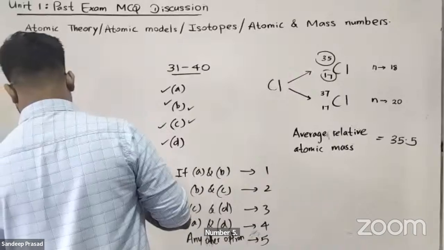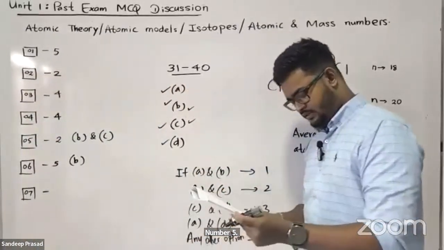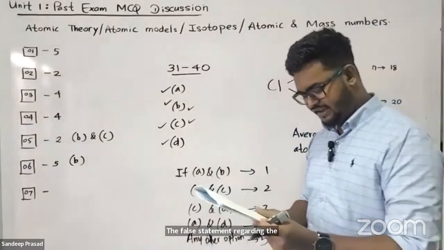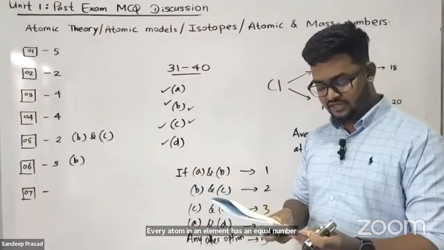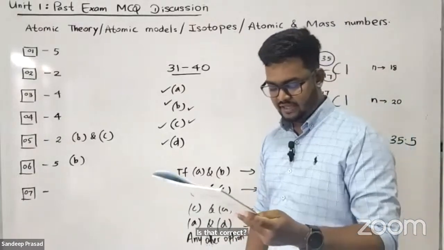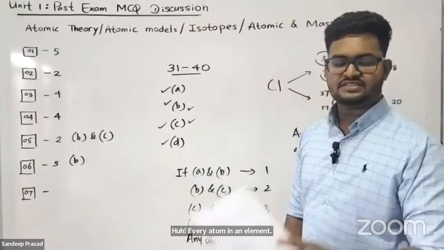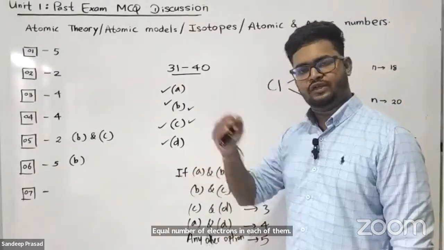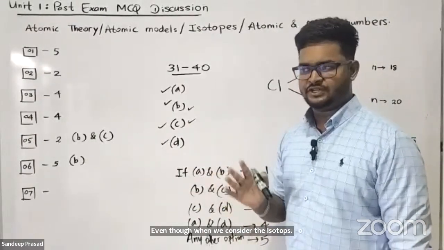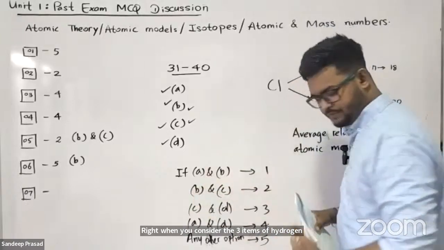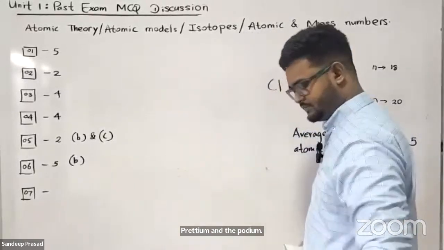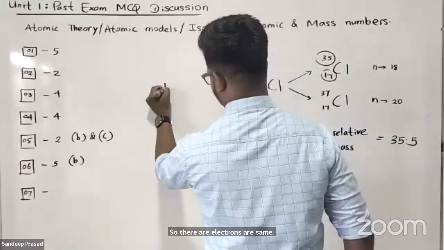Now let's go for question number 7. The false statement regarding the following statements is? A. Every atom in an element has an equal number of electrons in each of them. Is that correct? Yeah, that's correct. Even when we consider isotopes, the number of electrons is the same, right? When you consider the three isotopes of hydrogen, deuterium, tritium, and protium, their electrons are the same, right?